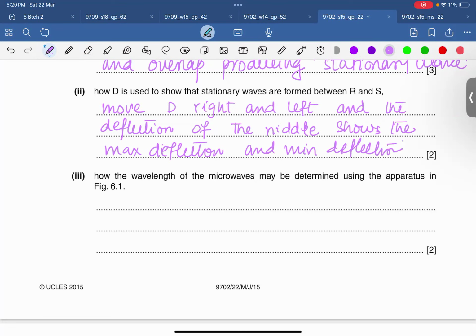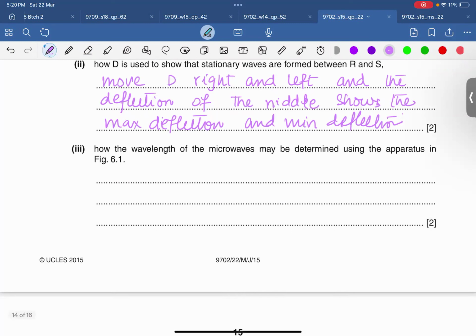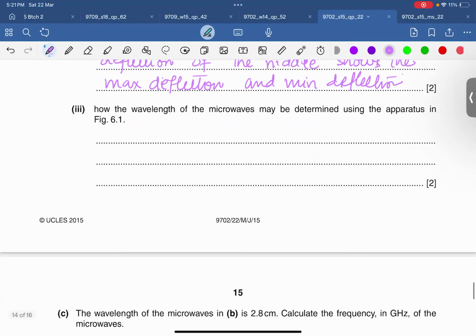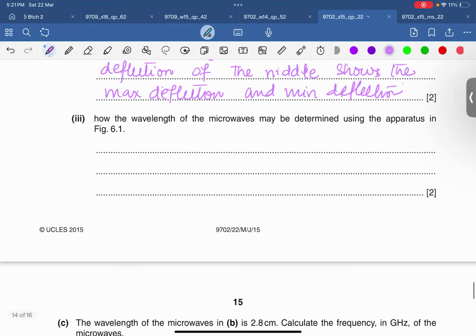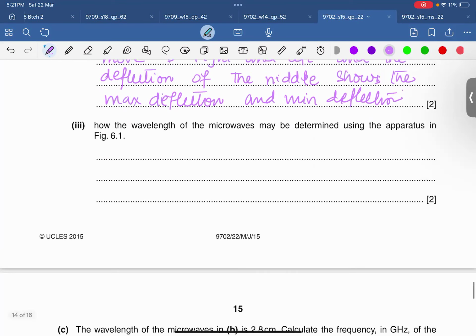Okay, let's move ahead. How may the wavelength of the microwaves be determined using the apparatus in figure 6.1? When the maximum deflection is shown, go to the next adjacent maximum deflection and measure the length of the space between those two adjacent maximum deflections. That will be your wavelength. Wait, times it by 2, that will be your wavelength, because it is antinode to antinode.